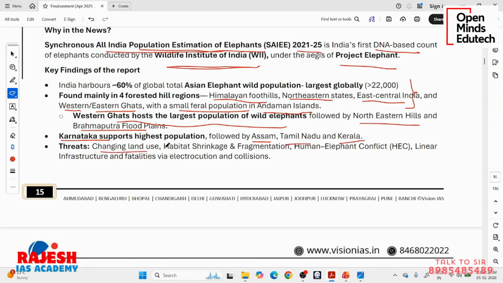Threats: changing land use, habitat shrinkage, fragmentation, human-elephant conflict, linear infrastructure like roads and railways, and fatalities via electrocution and collisions. Usually we see that an elephant got electrocuted in electrical fences, or an elephant got hit by a train while crossing the railway track. So these are the usual threats for elephants.